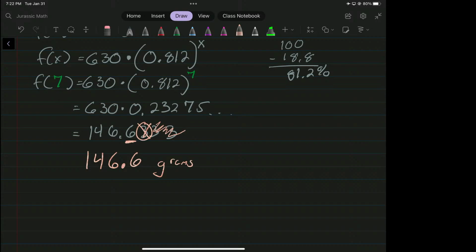Yep, we need to round to the nearest tenth. And if you look at the question, at the very end, it says the nearest tenth of a gram.